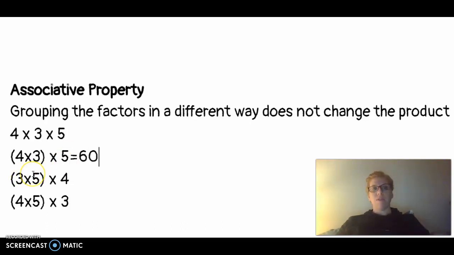If I do 3 times 5, that's 15. If I multiply 15 times 4, my answer is 60. What if I do 4 times 5? That's 20. 20 times 3 is, guess what? It's 60. So when you do the associative property, that's when you can group factors in a different way, and your answer, your product, will not change.